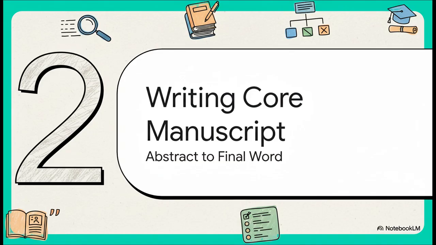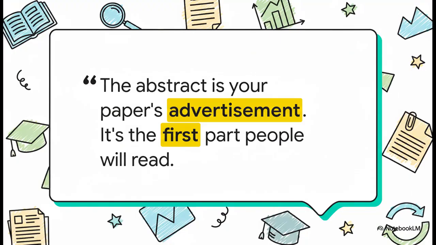Okay, so our foundation is poured, we've got the blueprint in hand, now it's time to actually start building this thing. Welcome to part 2, where we get into writing the core manuscript. We're going to start with what might be the single most important 250 words you write, the abstract.